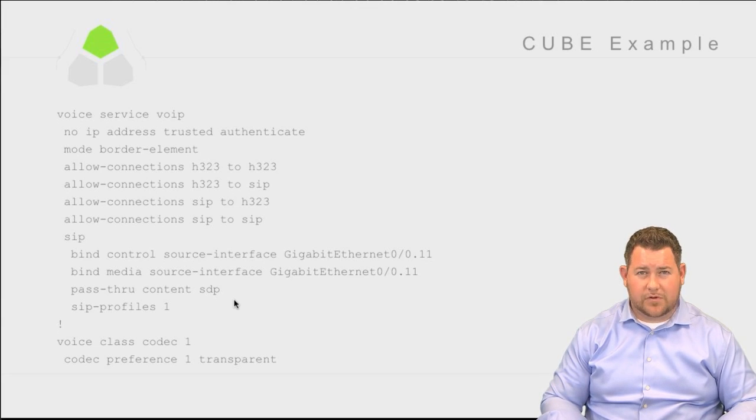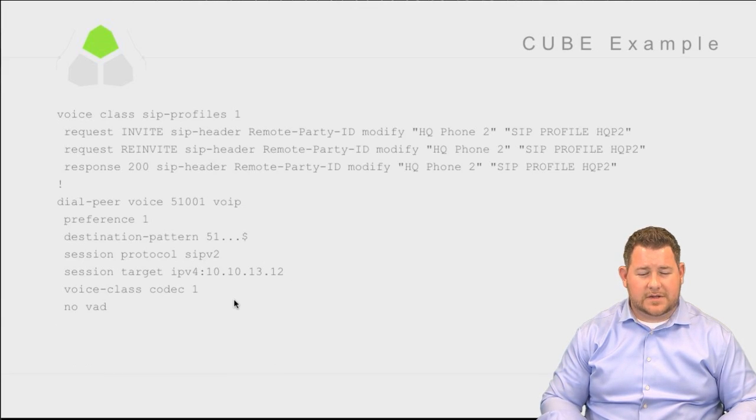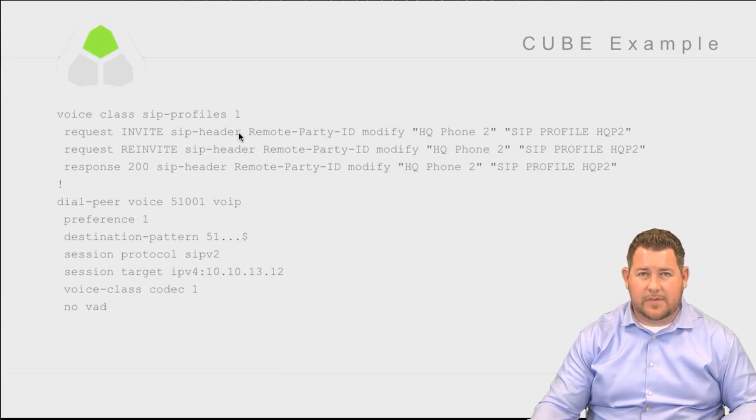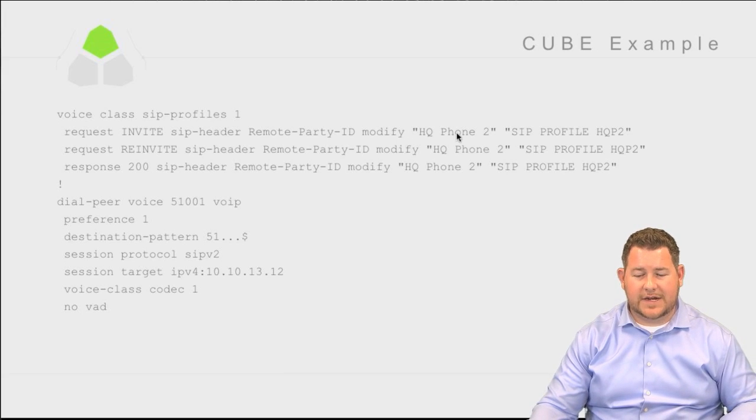So we also have this SIP profiles 1 command globally, and so let's look and see what that does. Next slide here. So voice class SIP profiles, we're saying request invite, SIP header, so the SIP header itself, and we're going to take this remote party ID field and modify something that matches HQ phone 2. So if I ever see in the remote party ID field HQ phone 2, I'd like to replace that with SIP profile HQP2. So that means if you look at this, we're really modifying the caller ID as it goes out.